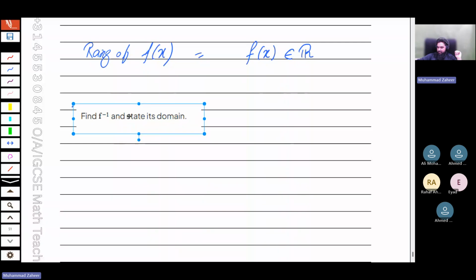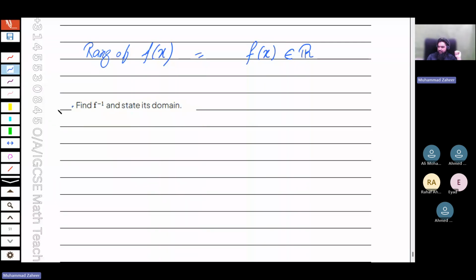Now the next thing is for you. He says that you have to find the inverse, and state the domain of this one.